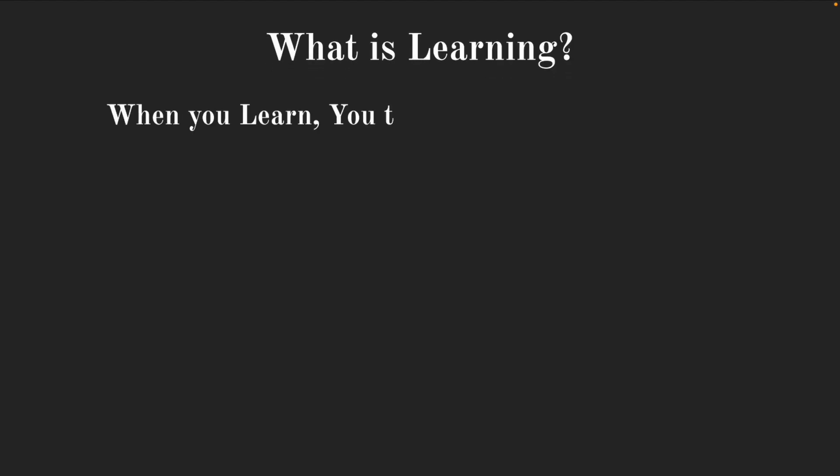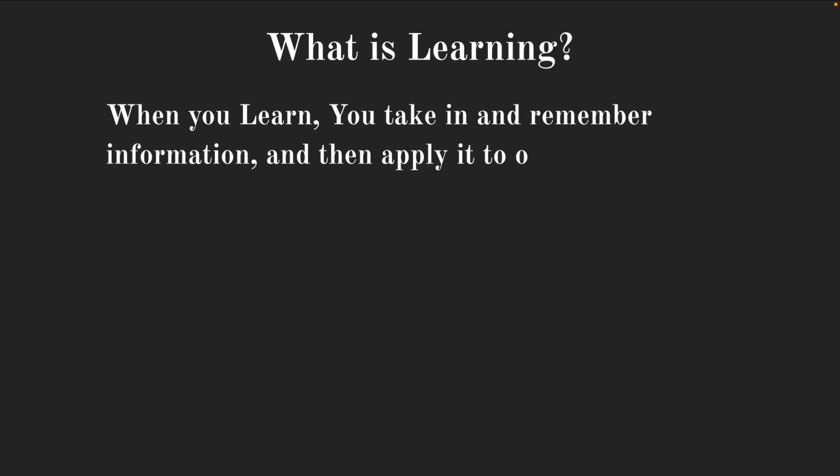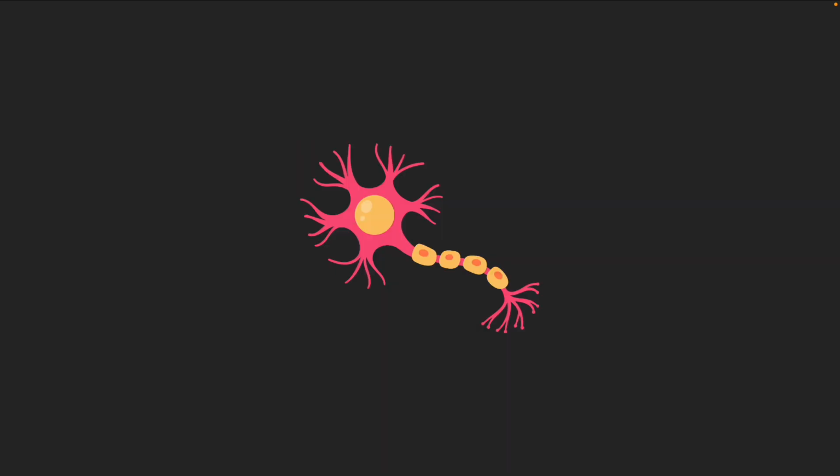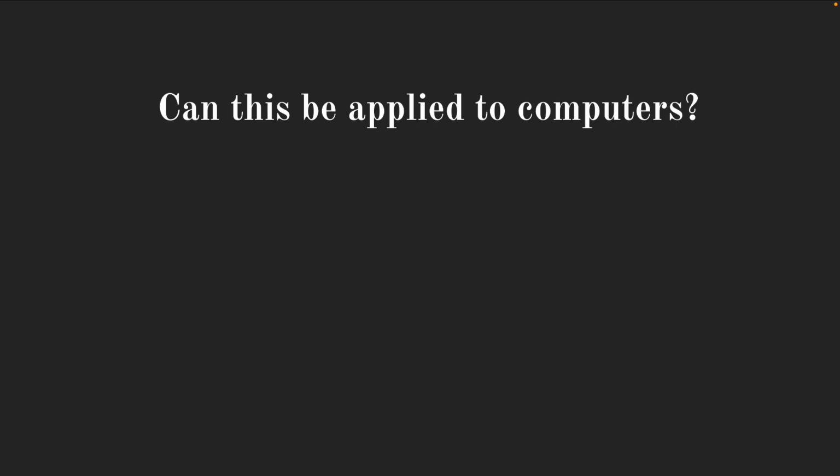Ever thought about how us humans learn? What is learning in general? Well, when you learn, you take in and remember information, then apply it to other situations. But our brain is just a bunch of neurons and muscle. So can this be applied to computers?